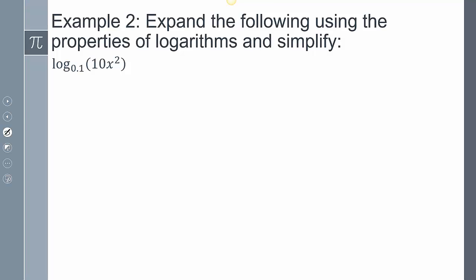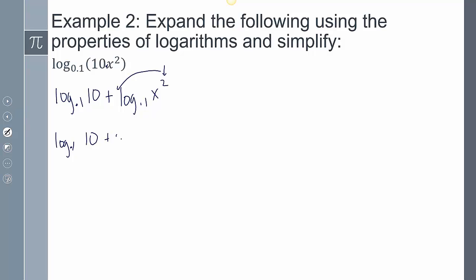All right, next one. So expanding this one, the 10 and the x squared are being multiplied. So these are both in the numerator, so I can break it apart in terms of pluses. So log base 0.1 of 10 plus log base 0.1 of x squared. Well, I have an exponent here, so I can take that and move that to the front. So I'm going to get log base 0.1 of 10. I'm going to make that a little smaller.